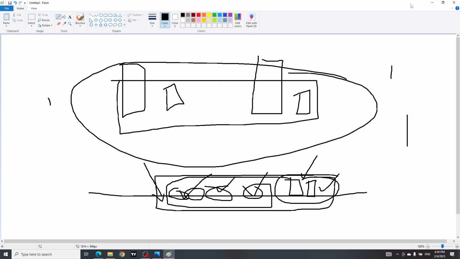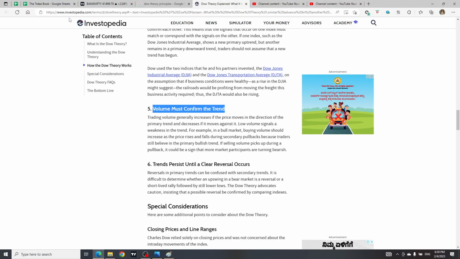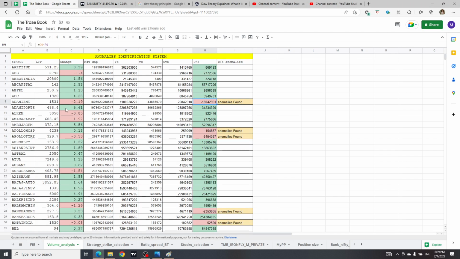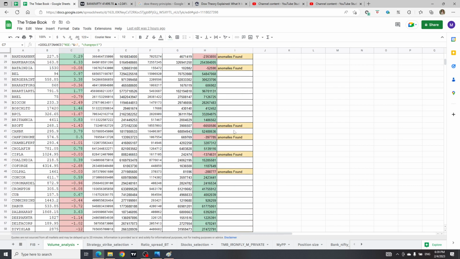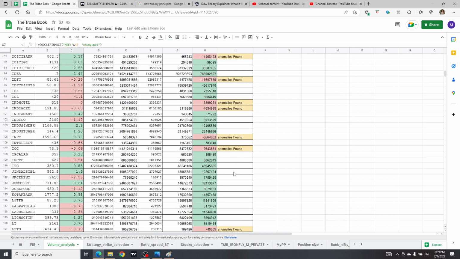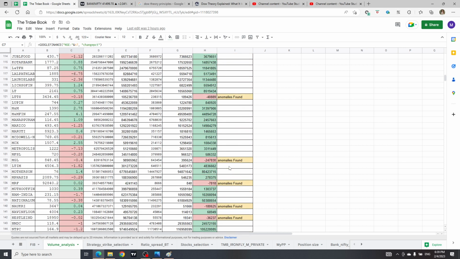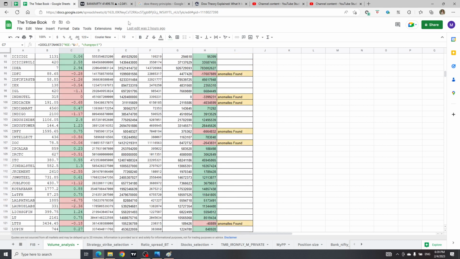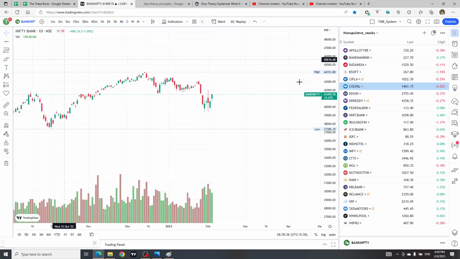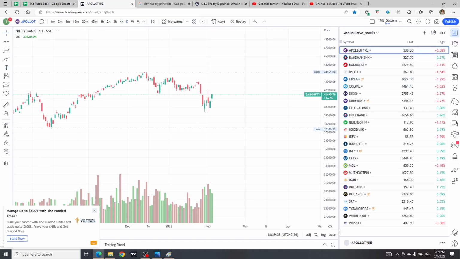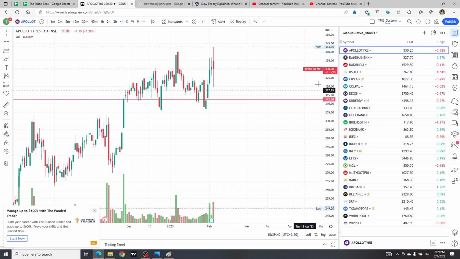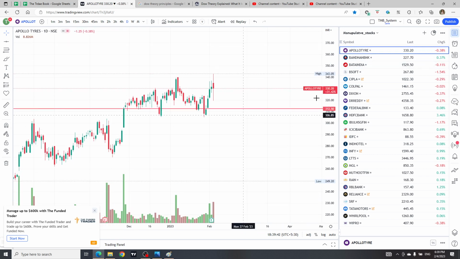What I always prefer is, I have automated something. This is my trading system actually. Intraday, sometimes I trade. Some of the stocks my system says anomalies are found. These are the stocks I listed here. This is the TradingView window. I see some anomalies in Apollo Tyres. Apollo Tyres is having some anomalies.